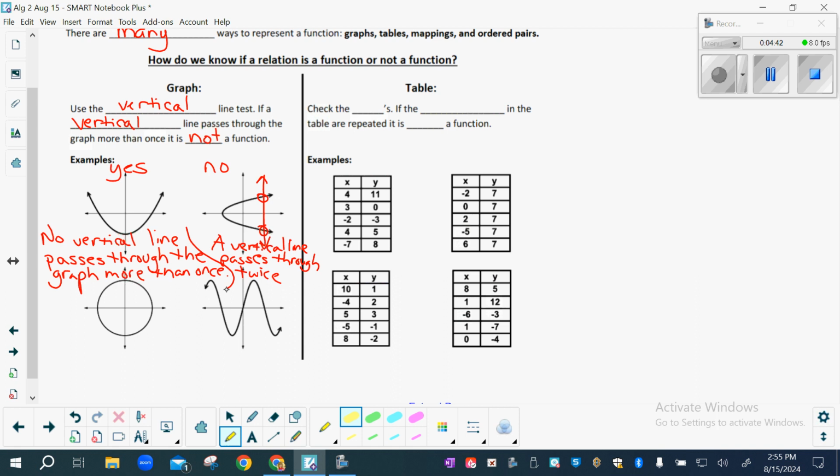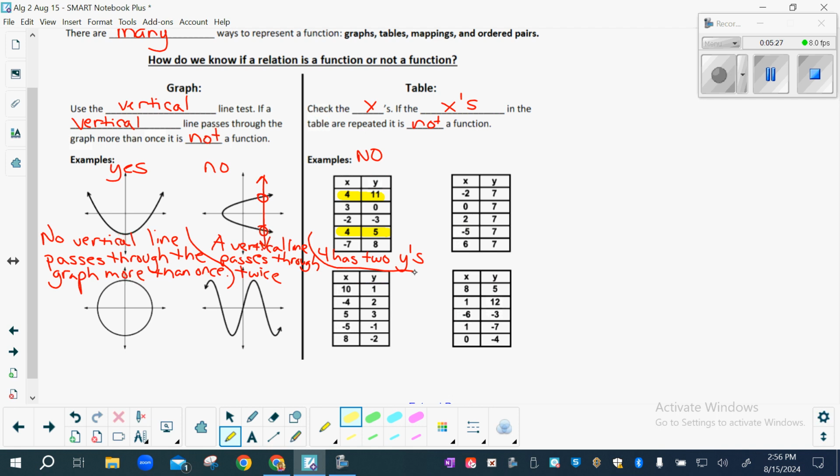So on the table one, what do we want to check on a table? The x's, that's right. If the x's in the table are repeated, it is not a function. So let's look at this example on the top left. What do you think? Function or not a function? No, that's right. Four has 2 y's. So 4 has 11 and 4 has 5.